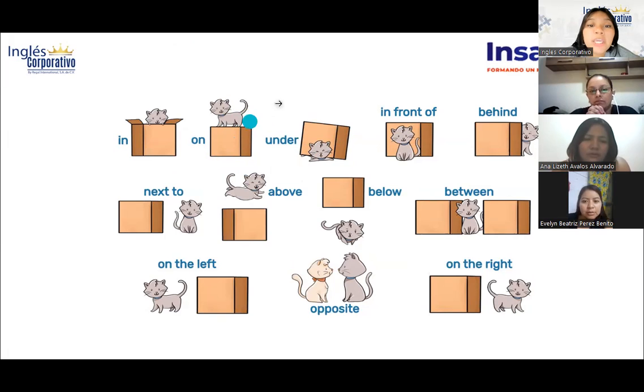Now, under. What is the meaning? Debajo. Very good. So under means debajo. The cat is under the box. El gato está debajo de la caja. But look at this. Fíjese en esto, ¿ok? Ahí ya no se dice it, because we have the cat. So the cat is under the box. Fíjese en el gatito. La caja básicamente lo está aplastando.